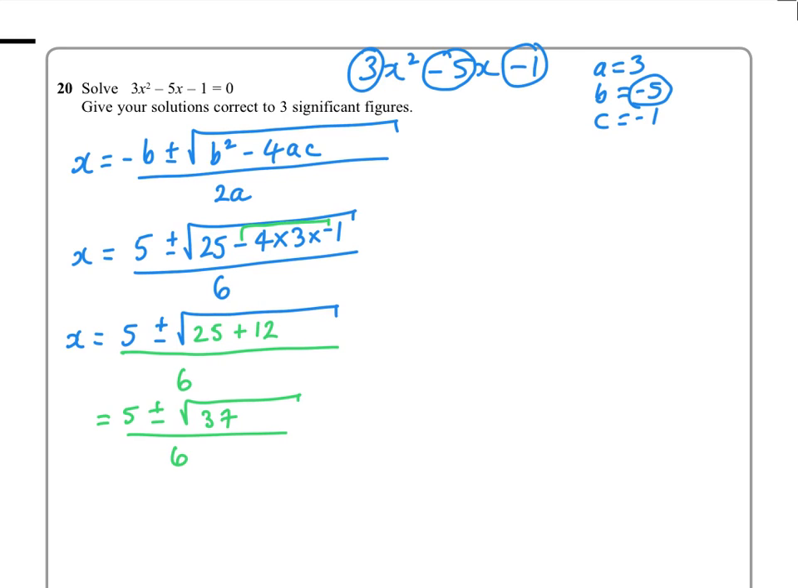Now, that's one way of looking at it. Another way of looking at it is to say 5 over 6 plus or minus root 37 over 6. And then for some of you, you may see that as the line of symmetry, which it always is. Now, when you want the actual values, you would see that you have the plus or minus, and this would determine that there be two values.